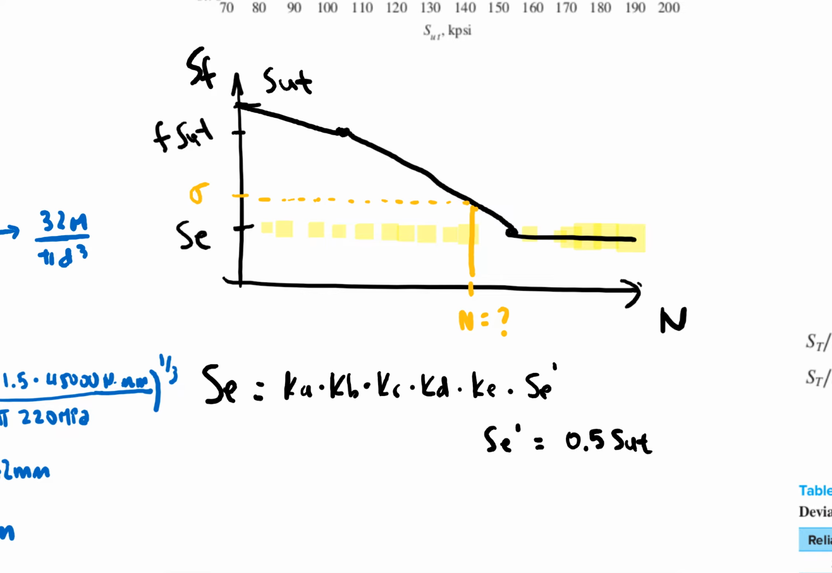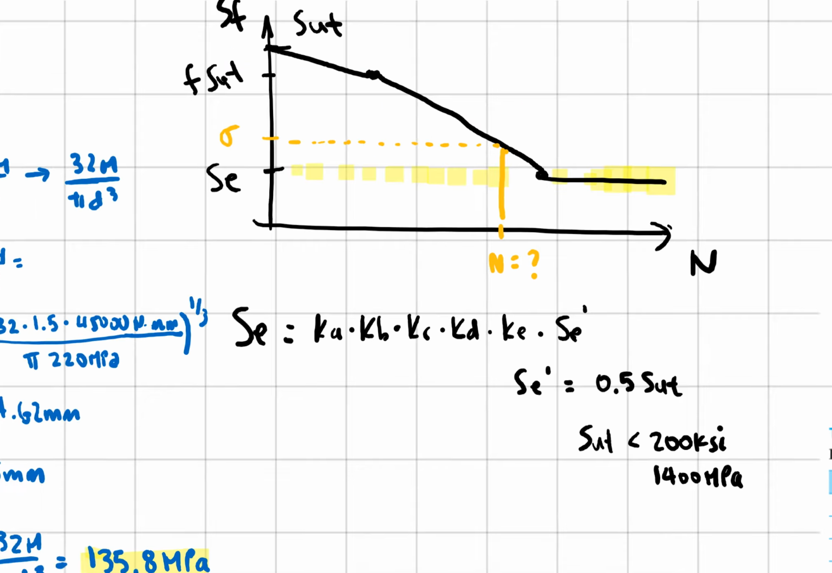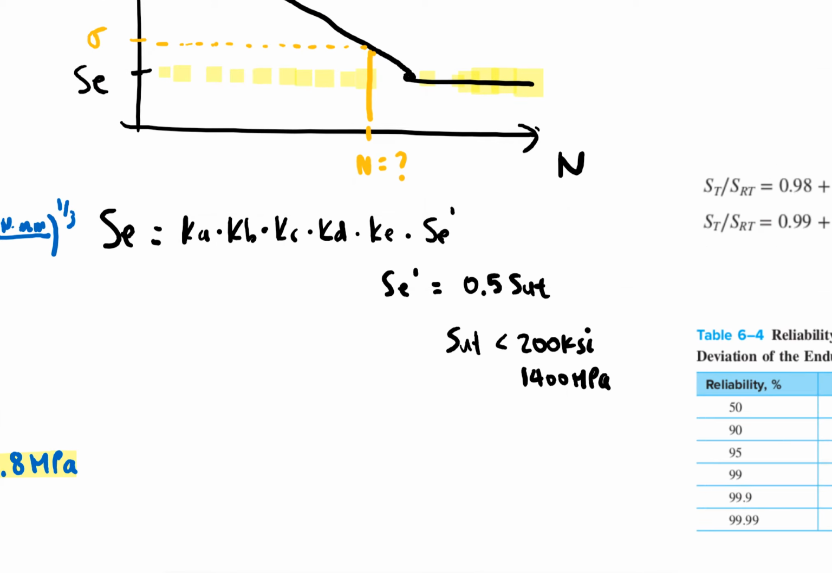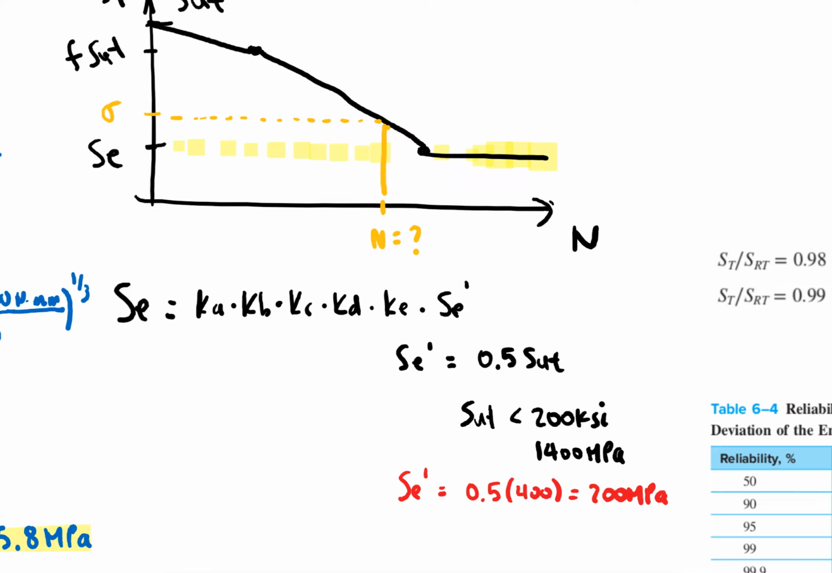The first approximation is just half of SUT, like I mentioned at the beginning. This is true if my ultimate strength is below 200 KSI or 1400 megapascals. Since my ultimate strength is indeed below 1400 megapascals, it's only 400 megapascals, I can use this first approximation. So with this, I know that SE prime is 0.5 of 400, which is the material property, so 200 megapascals. And now I'm going to find Ka, Kb, Kc, Kd, and Ke, multiply them all by this number, 200 megapascals, to find the actual endurance limit.